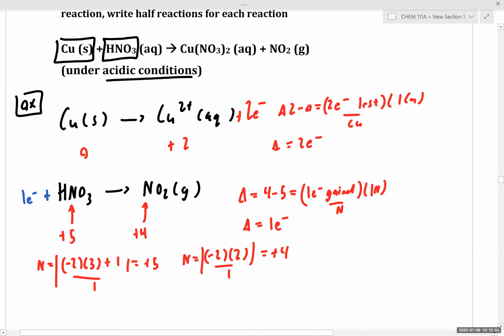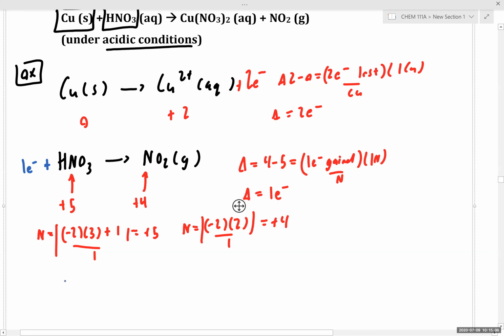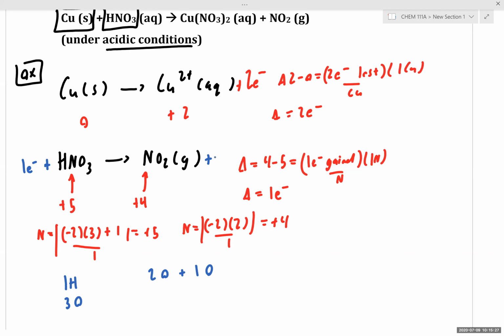Now we have to focus on balancing this equation. So we have 1 hydrogen and 3 oxygens on the left, and 2 oxygens on the right. We need 1 additional oxygen on the right first and foremost. So what do we add? If we want to add oxygen under acidic conditions, what do we add? We add water. In this case, we add 1 water.